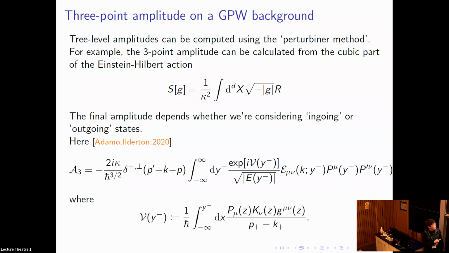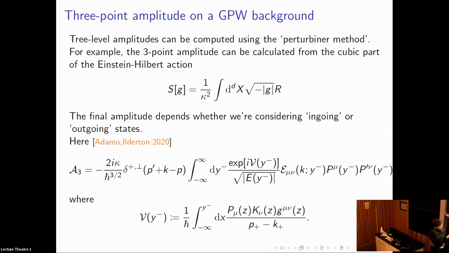And as you can see, there are some things that stay the same due to symmetry. So we have this momentum conserving delta function in 3 directions, so in the plus and the transverse direction in 4D. But we don't have momentum conservation in the y minus direction or x minus direction. And this is because we don't have translation invariance, translation symmetry.